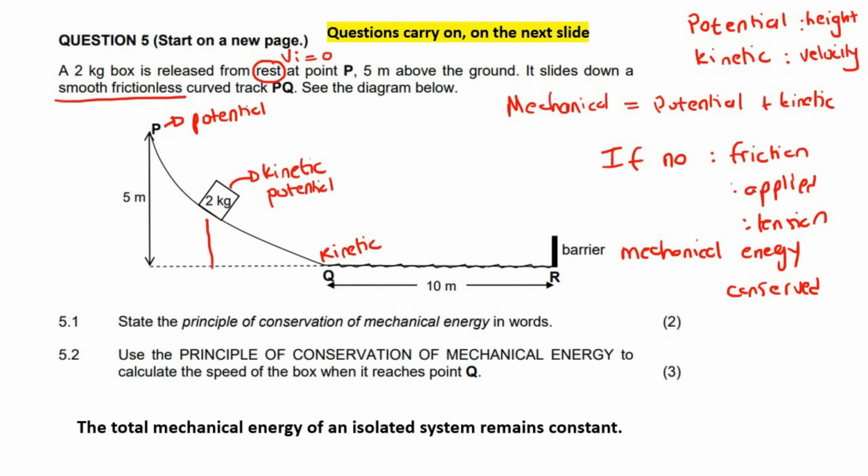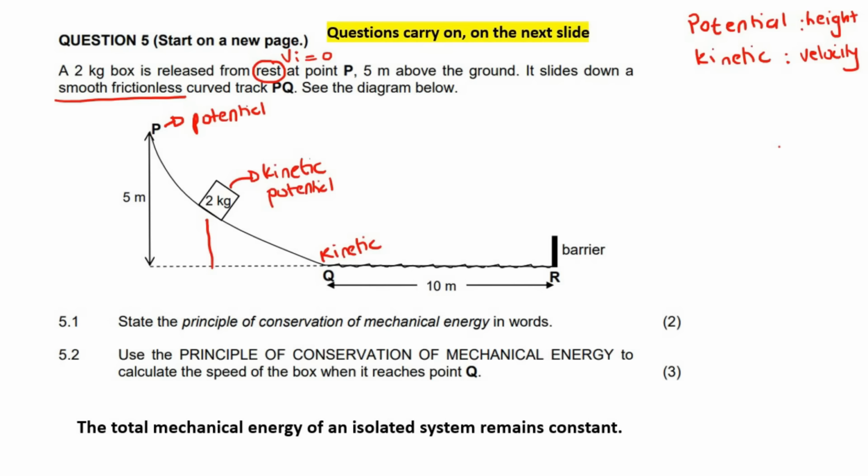Okay, so in 5.2 it says, use the principle of conservation of mechanical energy to calculate the speed of the box when it reaches point Q. I just want to quickly explain one more thing. Maybe at the top here, the potential energy is 100. Then I'll show you. That's just an example, guys. That's not the answer. That's just an example. So maybe the potential energy is 100.